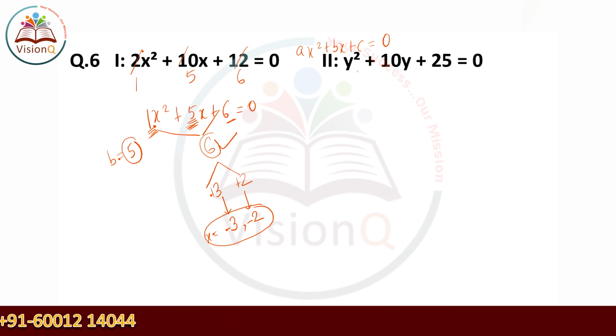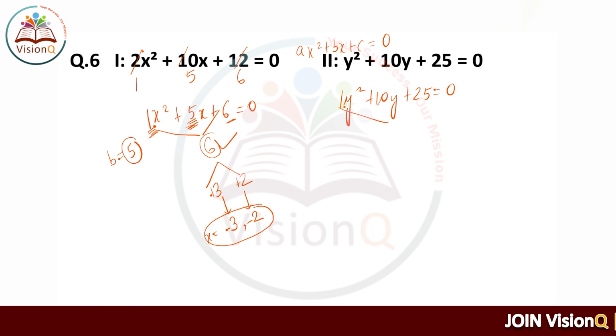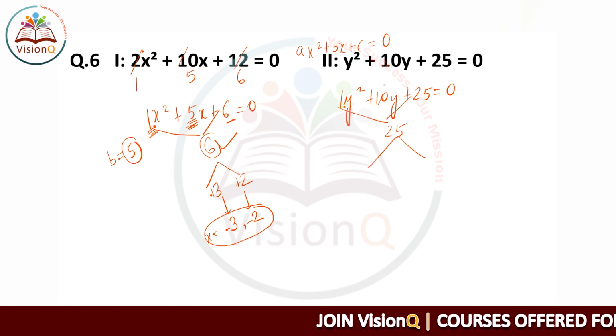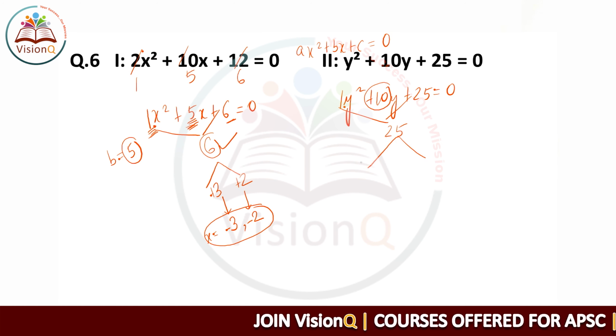So next equation is of y, which is y square plus 10y plus 25 is equal to 0. So first I have multiplied a and c. It becomes 25. Then break 25 into two numbers whose sum will be equal to b, that is 10.